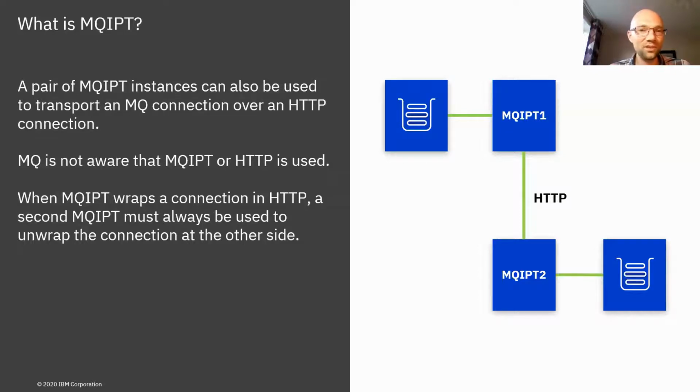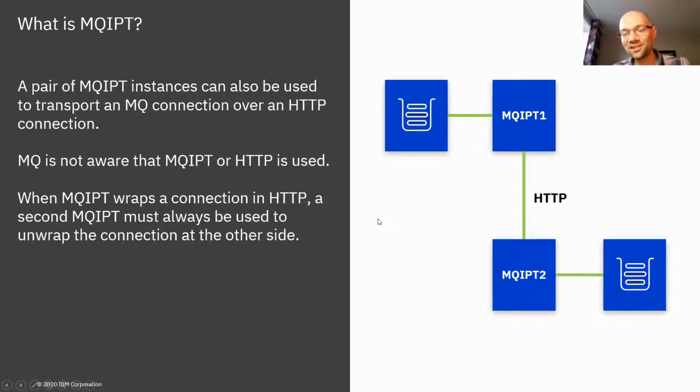Similarly, you can use a pair of MQIPT instances to wrap an MQ connection in HTTP. And again, the two endpoints, the queue manager and the queue manager here in this diagram, are again completely oblivious to the fact that the connection is being wrapped in HTTP along the way. The reason you might want to do this is that you might be taking advantage of the fact that HTTP connections are already allowed through a firewall, and so why not make your MQ connection look like an HTTP connection and use an existing route out through a firewall.